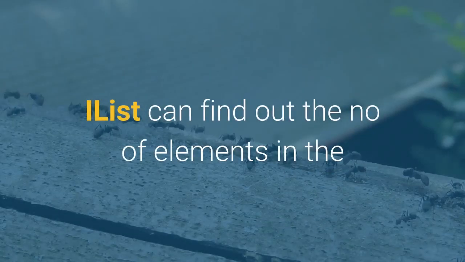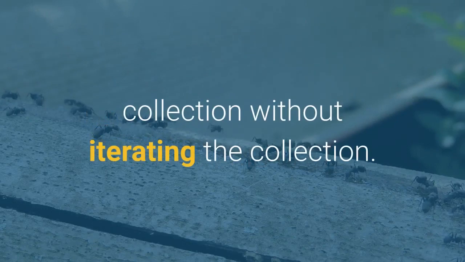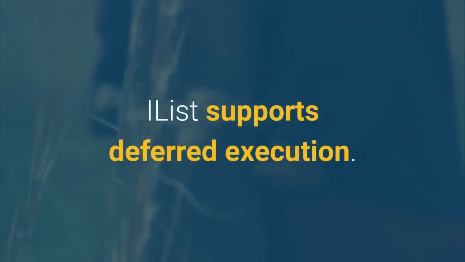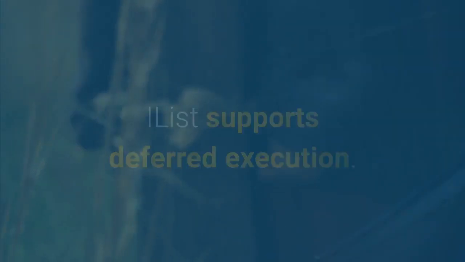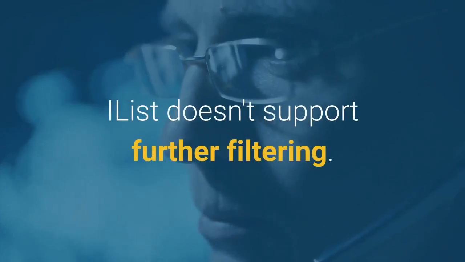IList can find out the number of elements in the collection without iterating the collection. IList supports deferred execution. IList doesn't support further filtering.